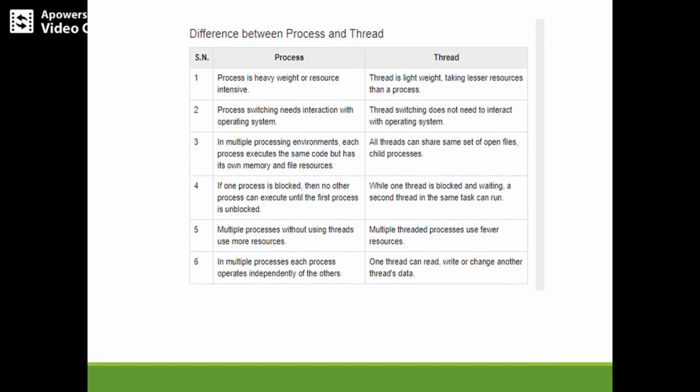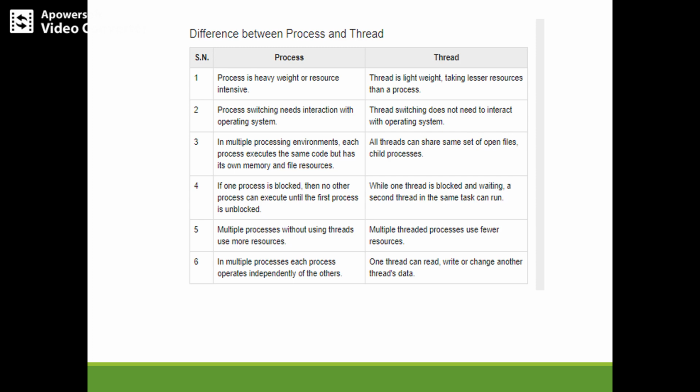So here you can see the difference between process and threads. A process uses many resources as per the program, whereas a thread just shares the resources that the process uses, and therefore it's lightweight. Next point is about process switching. Process switching always needs interaction with the operating system, right? Whenever it switches from user mode to kernel mode, it requires kernel intervention. Therefore, it takes much time, whereas thread switching does not need to interact with the operating system at all.